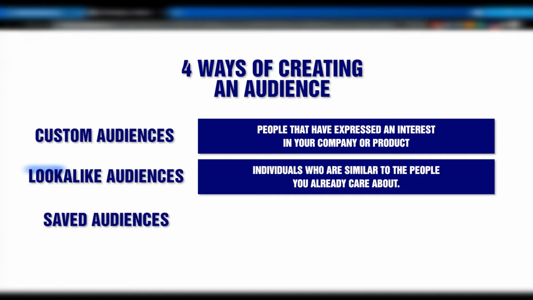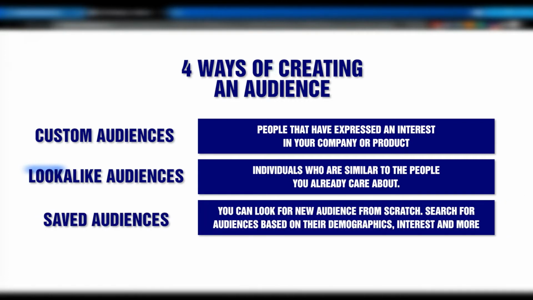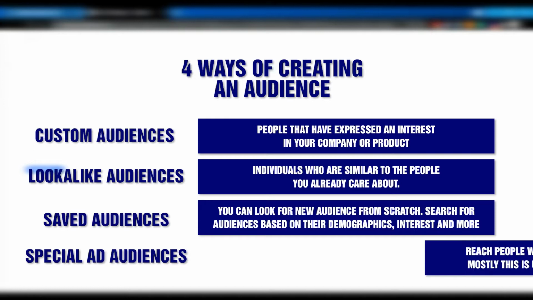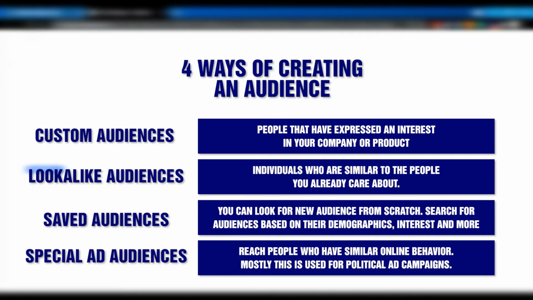The Saved Audiences option is where you look for new audiences from scratch. You can search for audiences based on their demographics, interests, and behaviors, and you can save them to reuse in future ads. This last one is the special ad audience. You can reach people who have similar online behavior as your most valuable customers. Mostly, this is used for political ad campaigns.